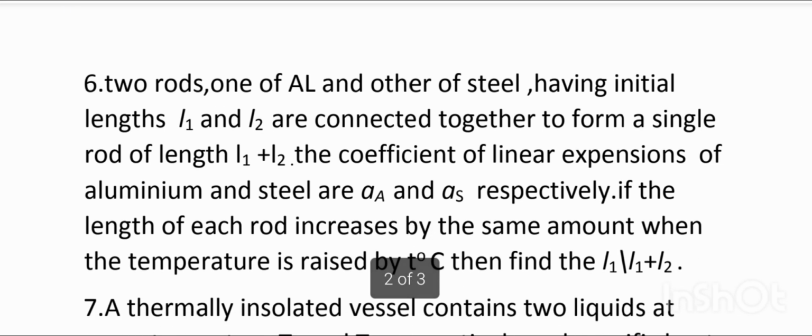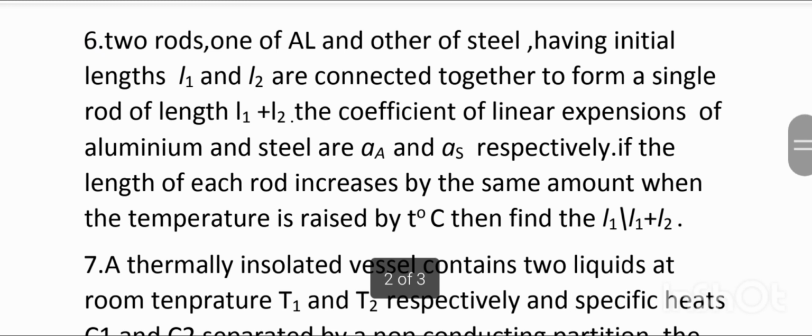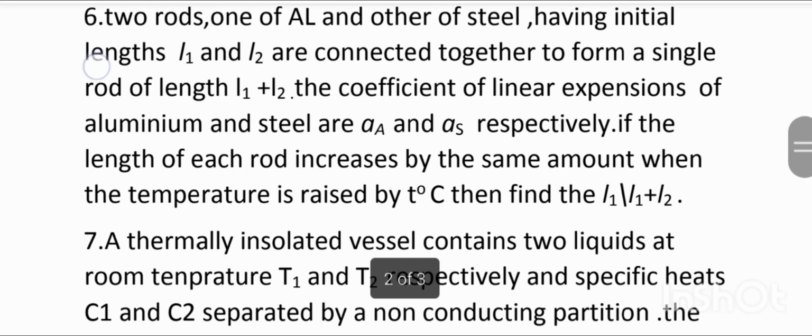Two rods, one of aluminium and other of steel, having initial lengths L1 and L2 are connected together to form a single rod of length L1 plus L2. The coefficient of linear expansions of aluminium and steel are alpha A and alpha S, respectively. If the length of each rod increases by the same amount when the temperature is raised by T degrees Celsius, then find the L1 by L1 plus L2.